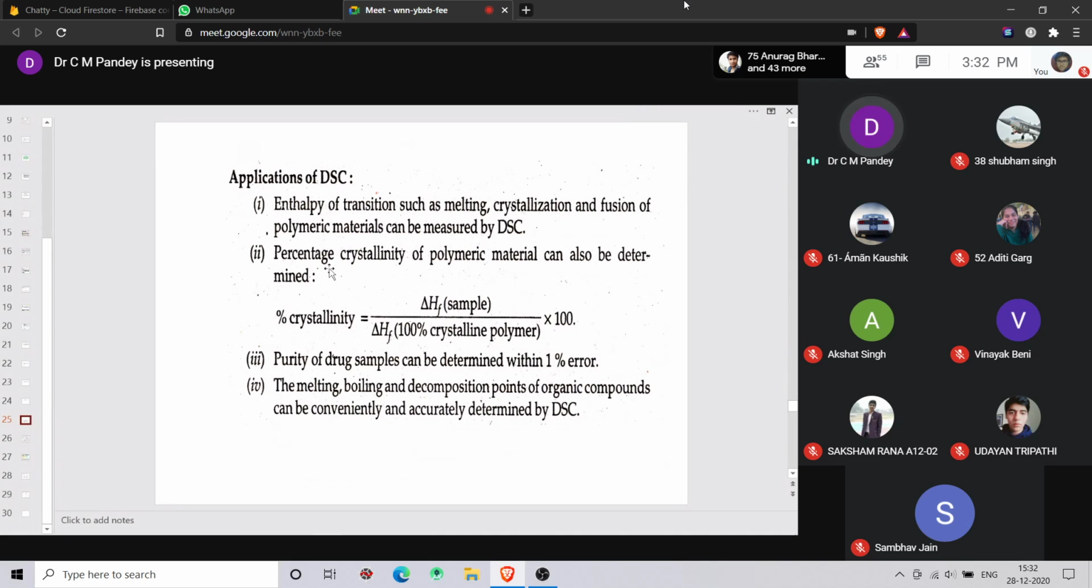It can be used to calculate the percentage crystallinity of a polymer. For example, percentage crystallinity is calculated as percentage crystallinity equals delta HF of the sample divided by delta HF of a 100% crystalline sample, times 100. It can be used to check the purity of a drug sample, which can be determined within 1% error. It can be used to determine the melting, boiling, and decomposition point of organic compounds.